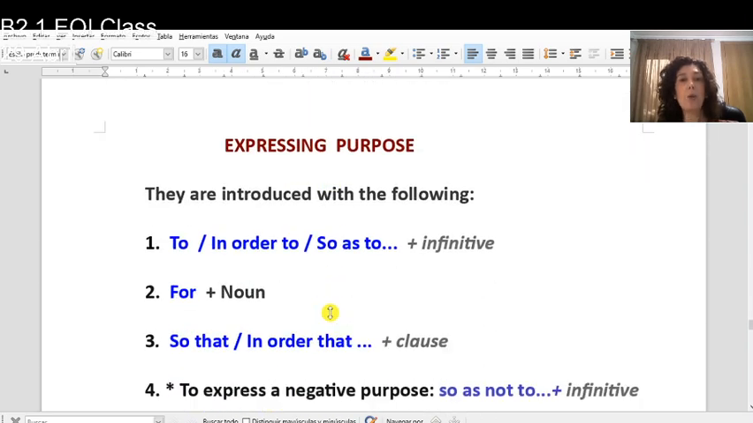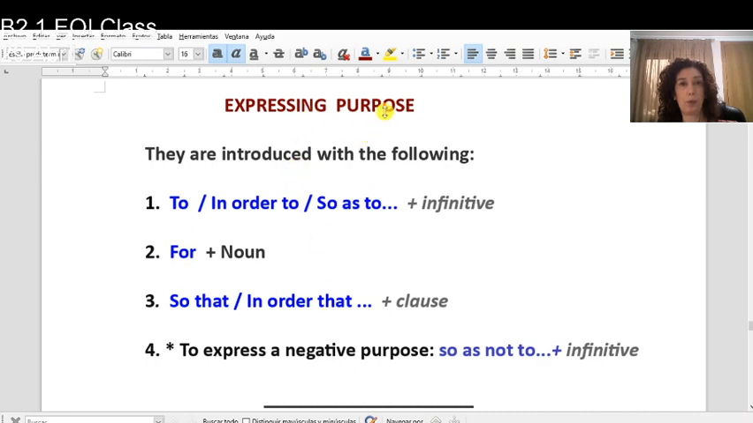And how to express purpose. ¿Cómo expresamos la finalidad? ¿Por qué hacemos las cosas? La razón, the reason why we do things. La razón por la cual hacemos las cosas. Well, they are introduced with the following. To, in order to, or so as to, plus infinitive.